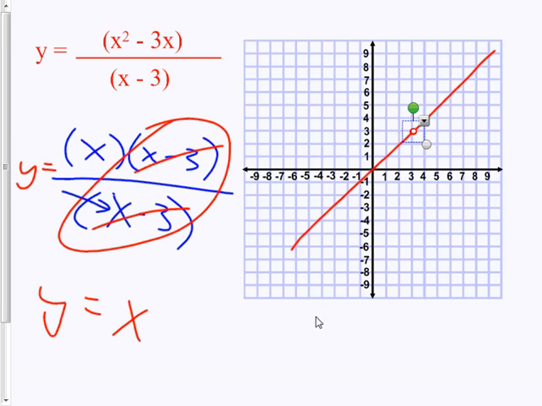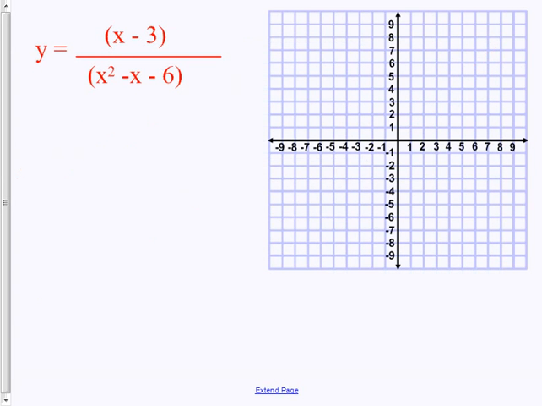Because 3 is the number that will crash the function. Yep, if I put a 3 in there, it causes a problem. All right. So that's how you make a graph that has a hole in it. I'd like you to do this one, start to finish.